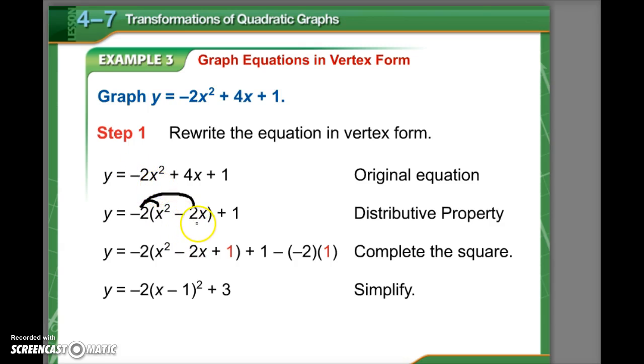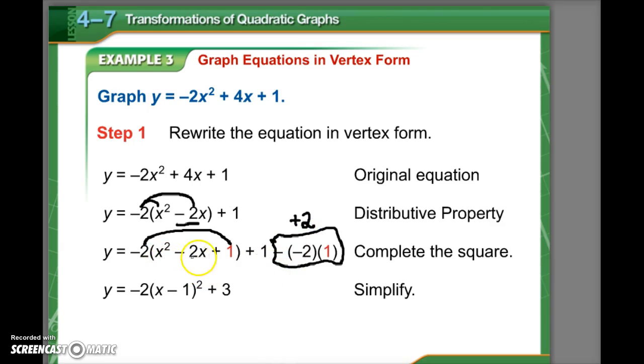Then we're going to look at the b value of negative 2. Cut that in half, that would be negative 1, and square it. That gives us positive 1. And remember that negative 2 times 1, that's negative 2. So we're putting negative 2 into the problem. That means we need to put positive 2 on the outside of the problem. So notice minus negative 2 times 1, that's actually positive 2. So we've balanced out the equation now.